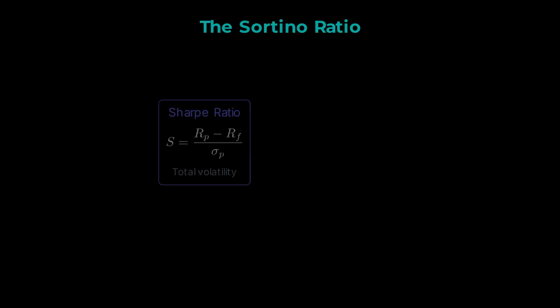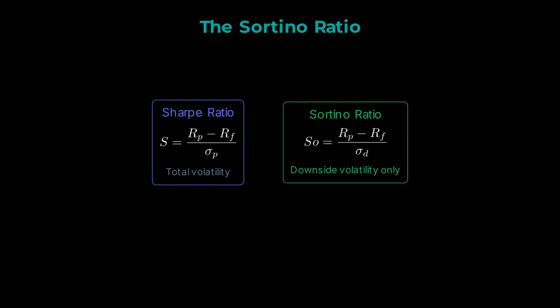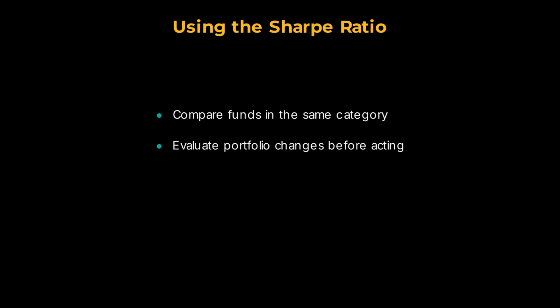That last point led to the creation of the Sortino ratio. Instead of dividing by total standard deviation, the Sortino ratio divides only by downside deviation, the volatility of negative returns. This makes it a better measure when returns are asymmetric. In practice, professional investors use the Sharpe ratio to compare funds within the same category, evaluate portfolio changes before implementing them, and set expectations for risk-adjusted performance.